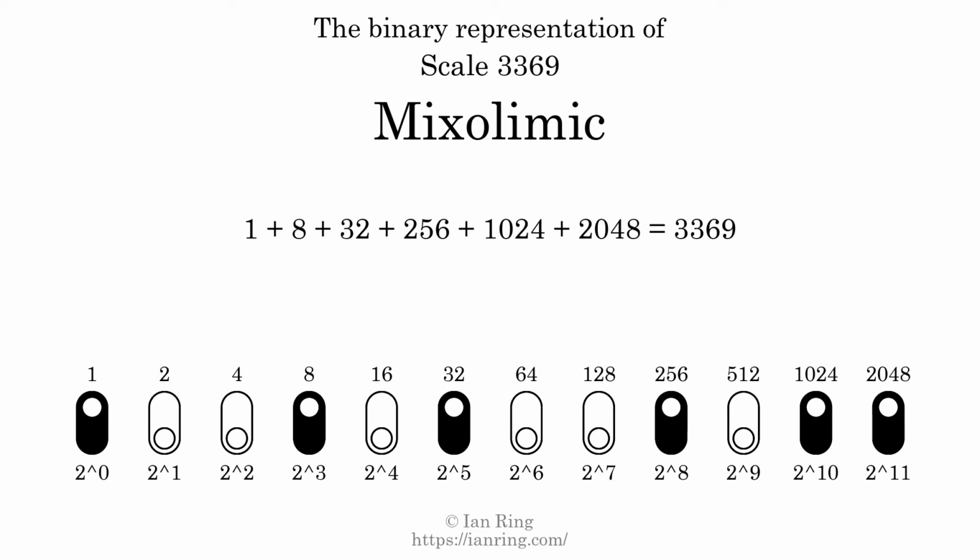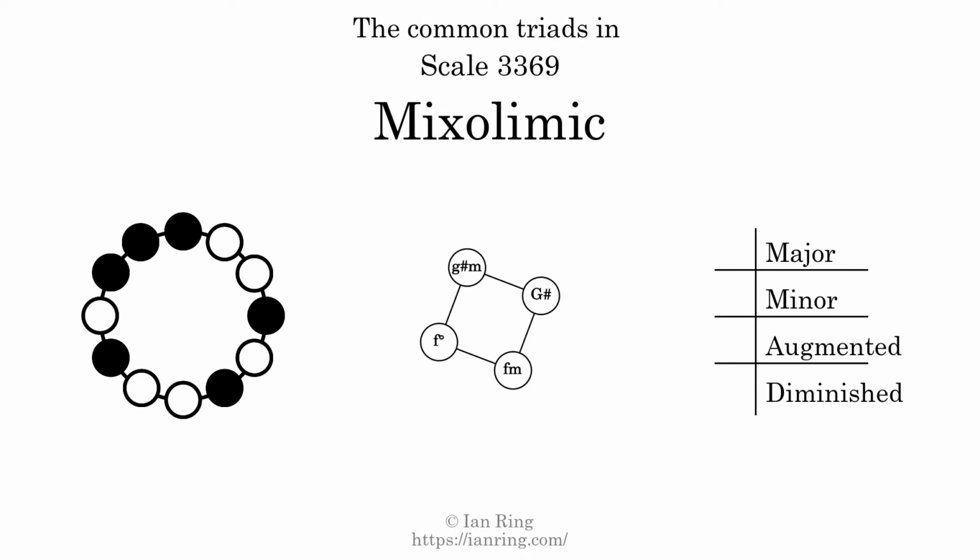3369. The scale number not only enumerates the scale with a unique index, but it also literally describes the tonal content of the scale. Represented as a binary number in base 2, the scale number is 1101001010001. Here are the common triads present in this scale.